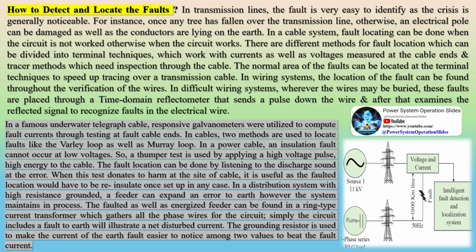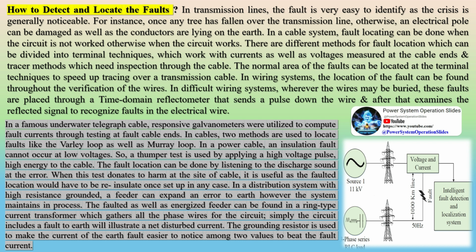In transmission lines, the fault is very easy to identify as the crisis is generally noticeable. For instance, once any tree has fallen over the transmission line, otherwise, an electrical pole can be damaged as well as the conductors are lying on the earth.